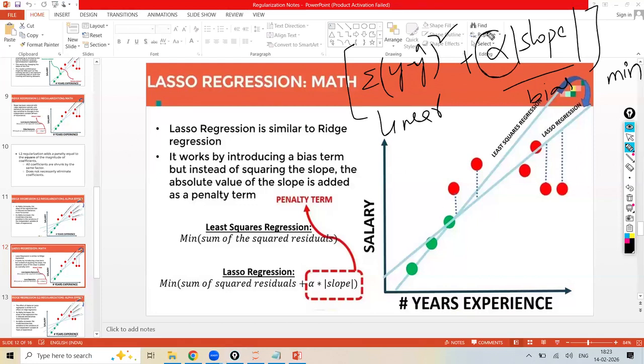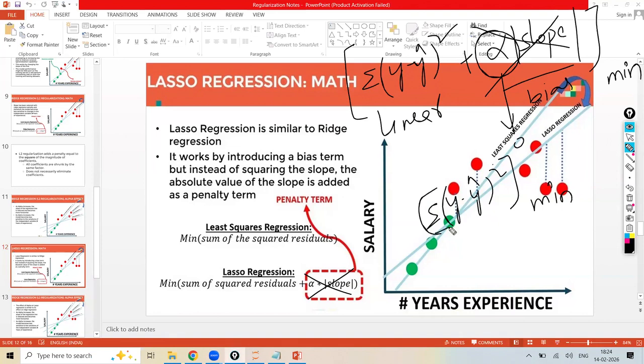Whenever alpha is equal to 0, automatically this entire value will be 0, meaning additional bias will not be there. When there is no additional bias, only sigma of y minus y hat whole square minimum remains, which is nothing but linear regression. So that is going to work as linear regression, and this is lasso regression.